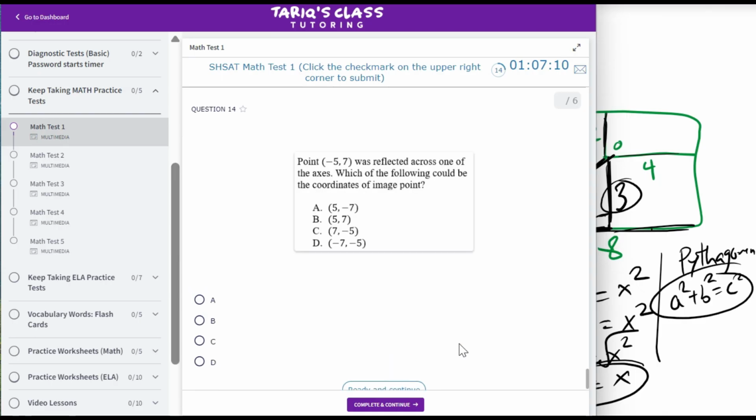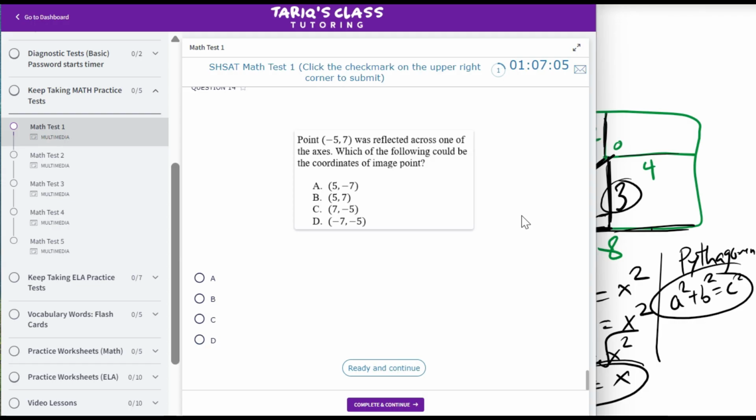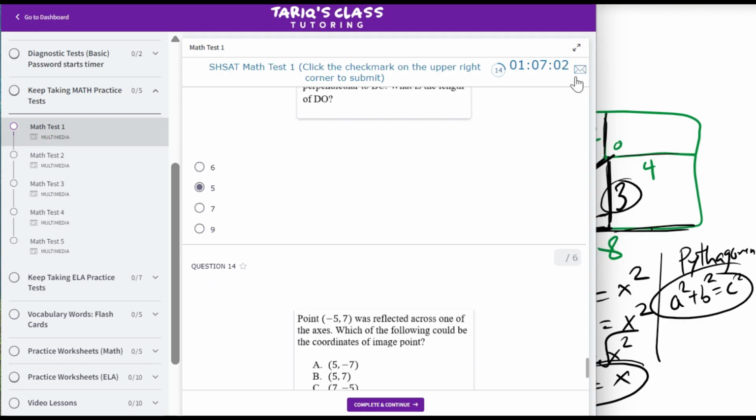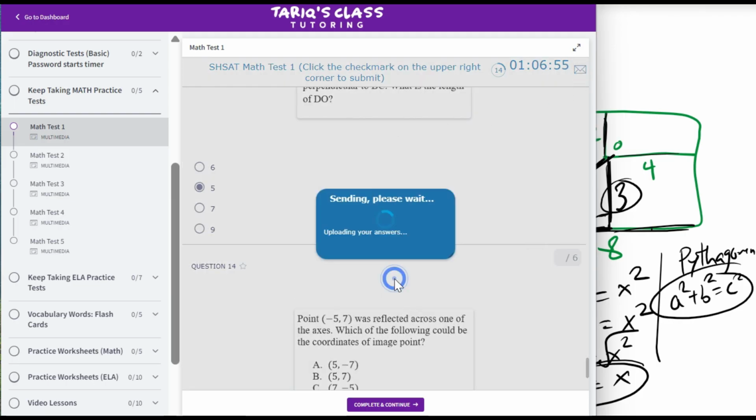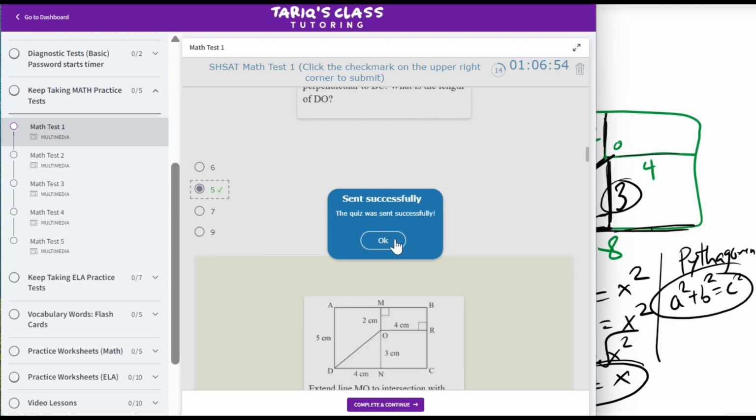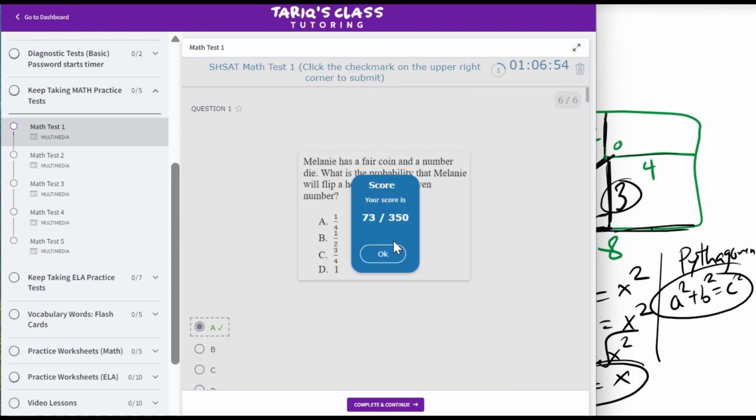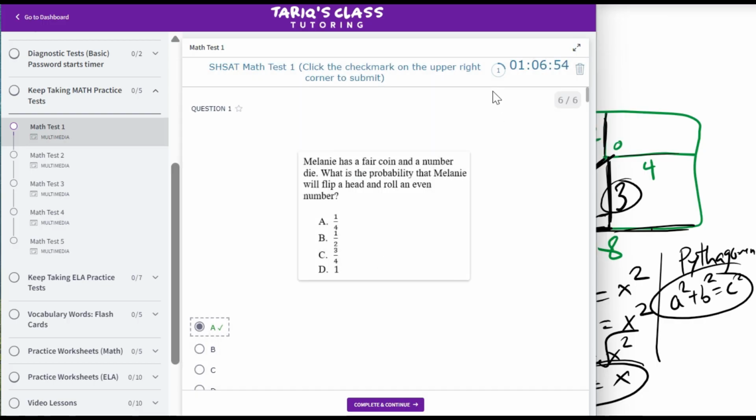Well, okay, I'm going to stop right here to see how much we actually got. For that, I will have to submit it. First of all, I have to go here. This is the envelope symbol. So this is going to send. Let's say I send it to myself. This is Tariq. So successfully sent. Oh, I got a 73 out of 350. Of course, I didn't complete the whole test. So 350 is the math section, according to me, like an estimation. So 73, because of course I didn't complete. Let's see, did I get anything wrong?